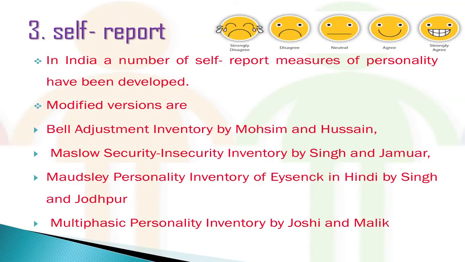Number 3. In India, a number of self-report measures of personality have been developed. Some of these modified versions are Bell Adjustment Inventory by Mawson and Hussain, Maslow Security Insecurity Inventory by Singh and Jamua, Maudsley Personality Inventory of Eysenck in Hindi by Singh and Jodhpur Multiphasic Personality Inventory by Joshi and Malik amongst others.